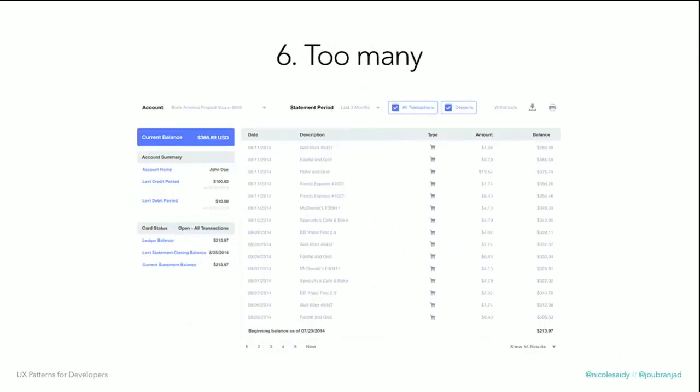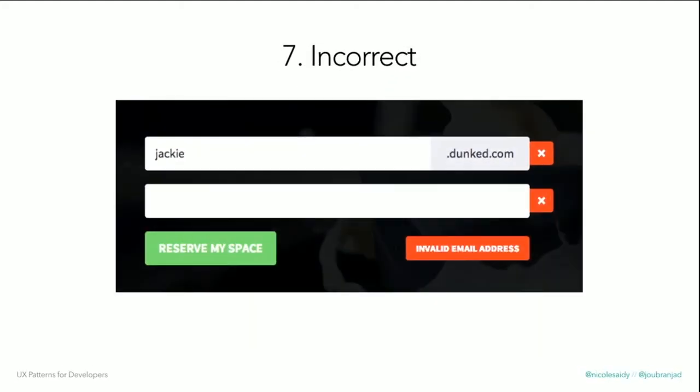The too many states is where you have too many things, and we have to think about what happens when this happens. So we add a pagination, we add a load more, we add automatic loading. So we have to think about that. Now, the incorrect state is where we have an error. So when we have an error, the user has to know that this error happened, why it happened, and what can they do about it.